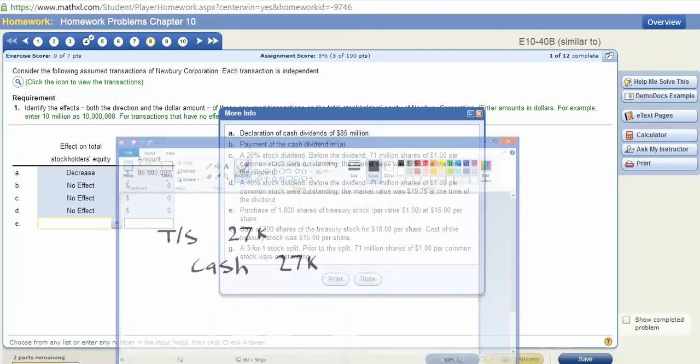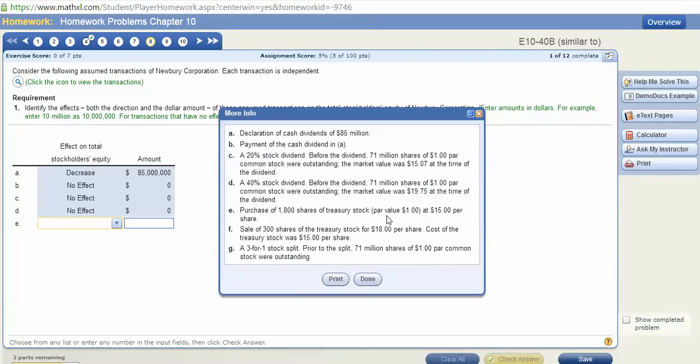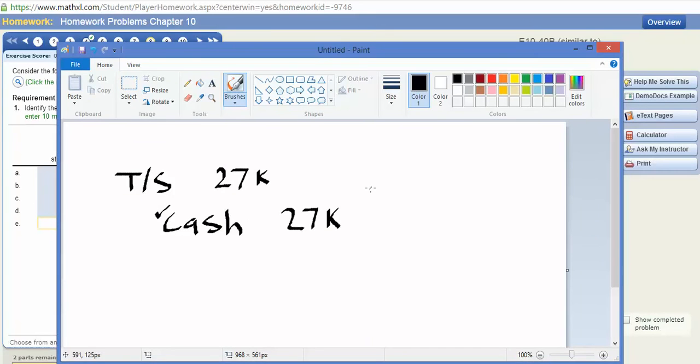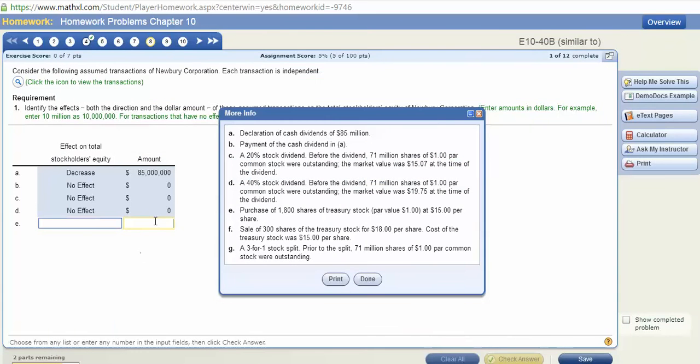Purchase means cash is going down. If you take $15 times 1,800 shares, you get $27,000. Okay, $27,000 correspondingly gets put into treasury stock. All the stockholders' equity accounts have normal credit balances, but treasury stock has a normal debit balance. So it lowers stockholders' equity. You see the entry here, you're lowering stockholders' equity by 27,000.